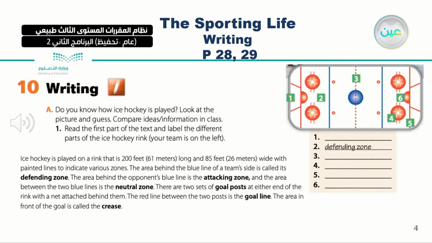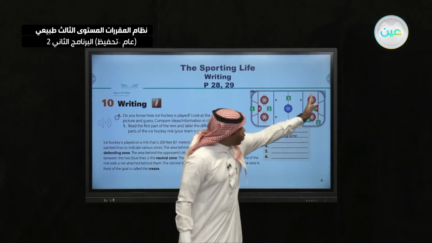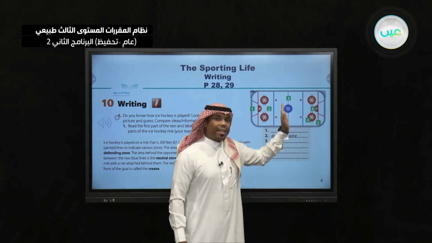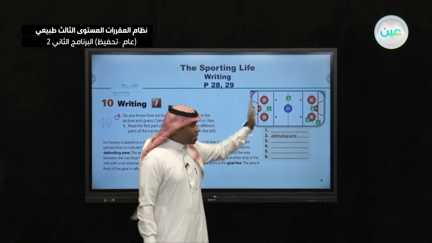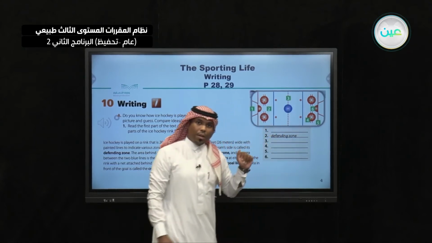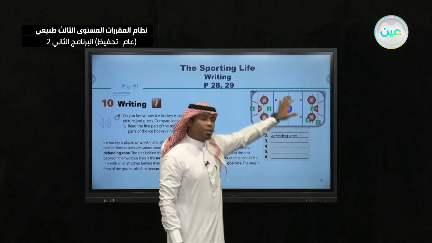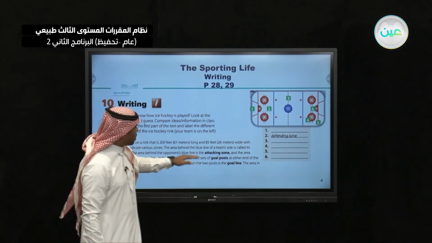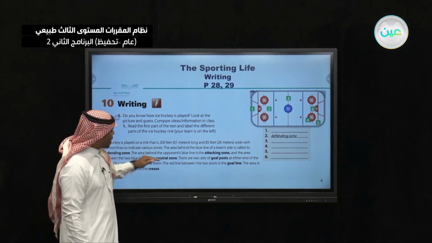What about the area behind the opponent's blue line? The opponents, I mean الخصم. Here we are calling it the attacking zone. Here we have defending and attacking. What about the zone between the attacking and the defending one? We have the neutral zone. The area between the two blue lines is the neutral one.